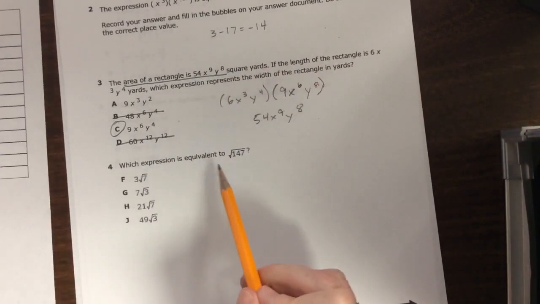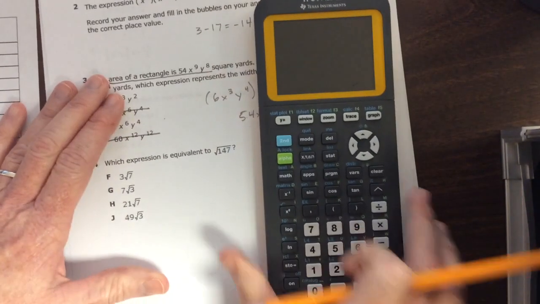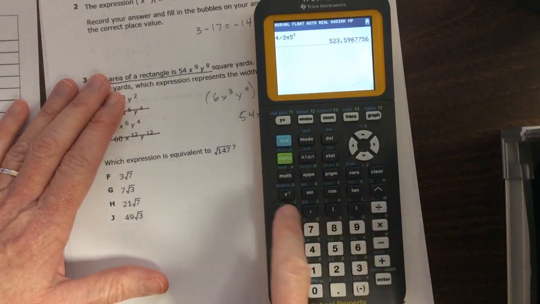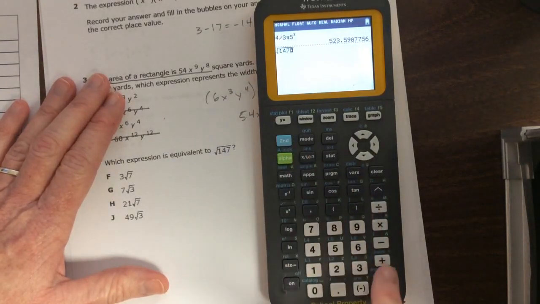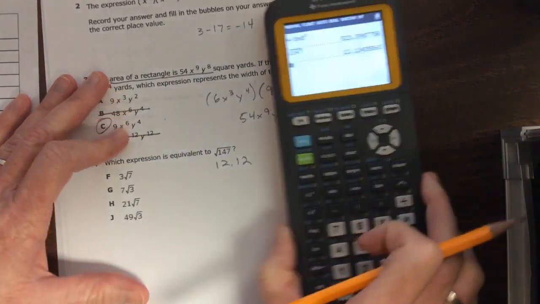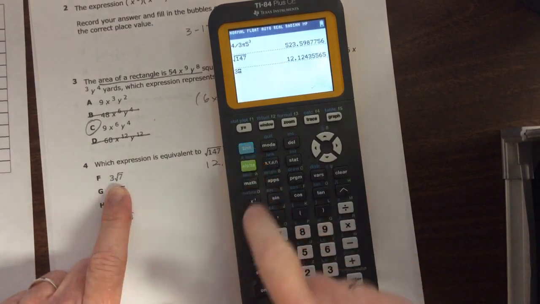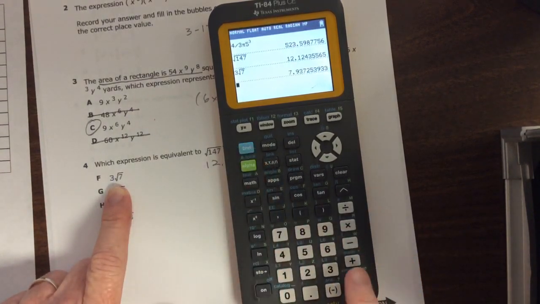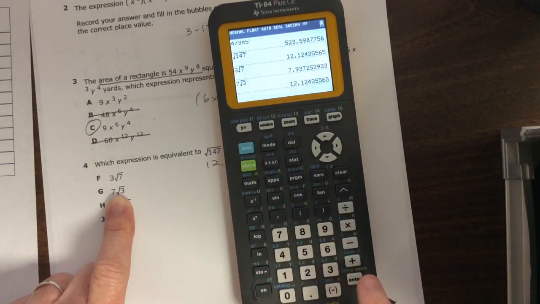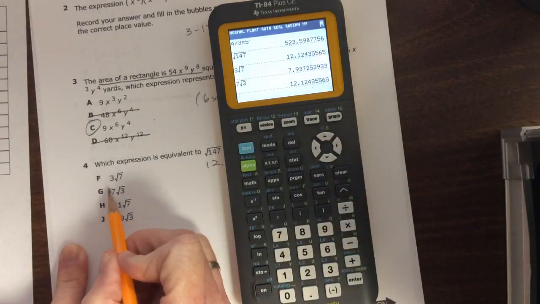Which expression is equivalent to the square root of 147? Well, in your calculator, you're going to hit second square root 147, enter, and you see this is 12.12. So you need to do each answer and find out which one matches that. 3 second square root 7, that doesn't. 7 second square root 3, there you go. That works. Your answer is G.